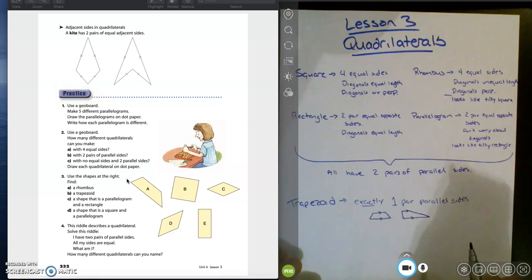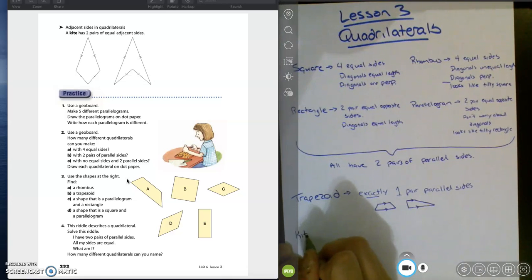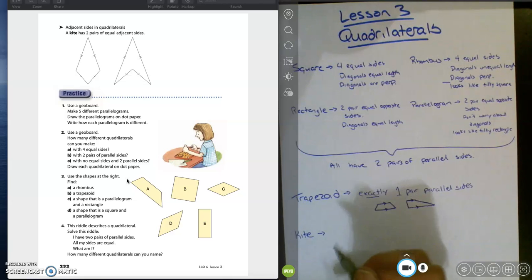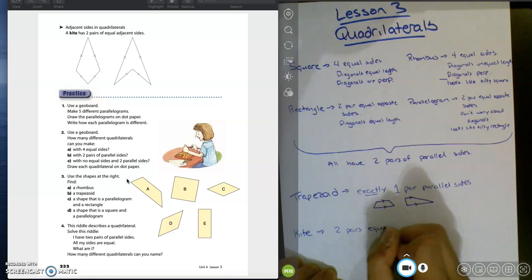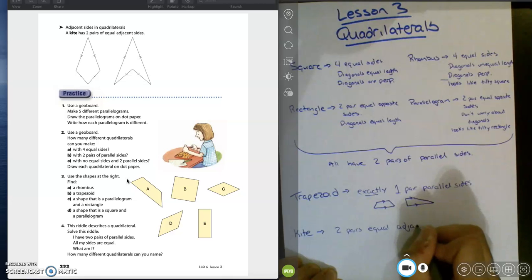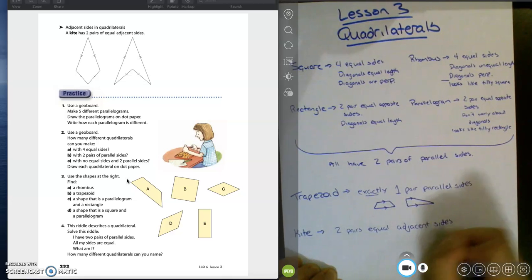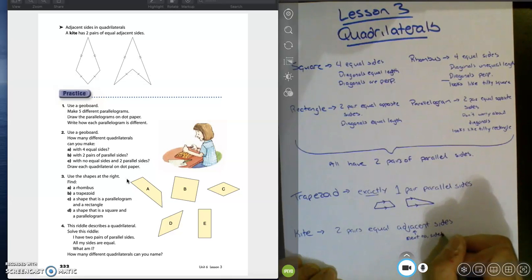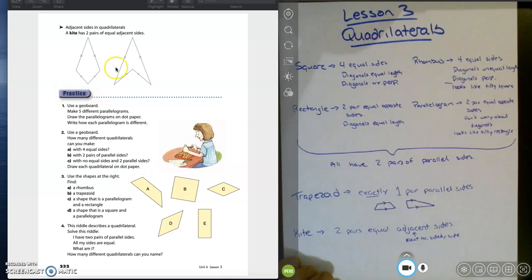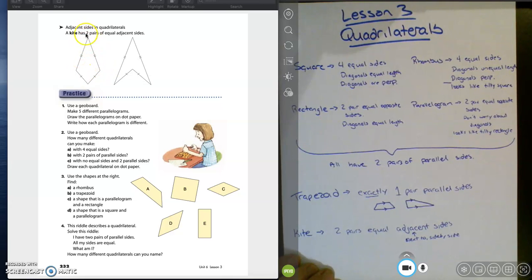Last one we have to talk about here, okay, is a kite. Okay, it looks totally different, and it has two pairs of equal adjacent sides. Adjacent meaning next to each other or side by side. Okay, so if you look at this one here, these two sides are next to each other. They're connected at a vertex, and they are equal length. These two sides are next to each other, and they are equal length. Therefore, this is a kite.